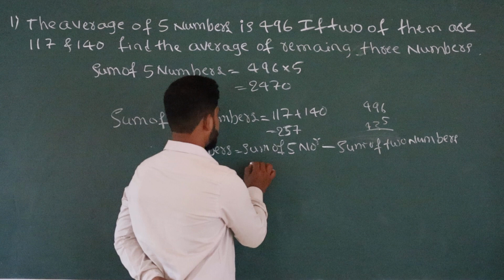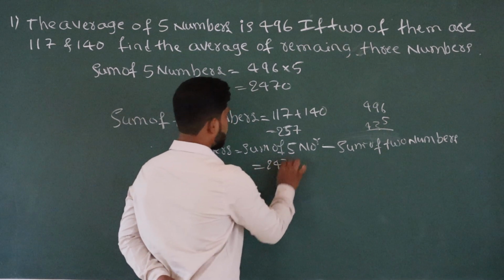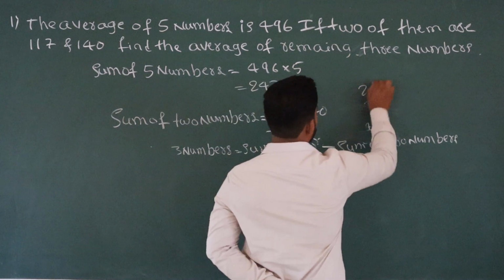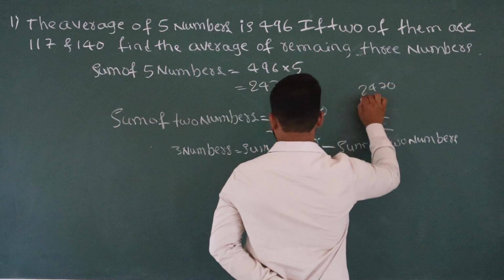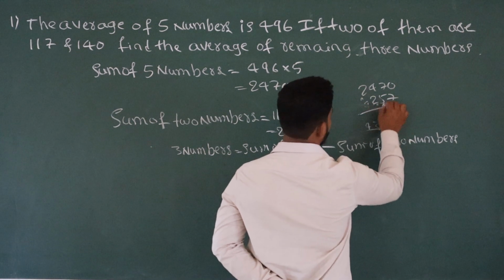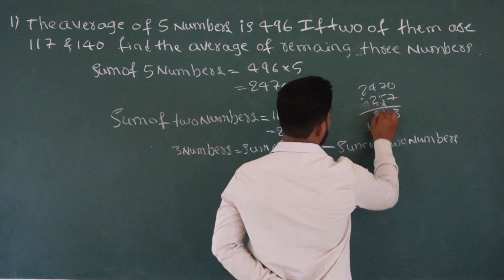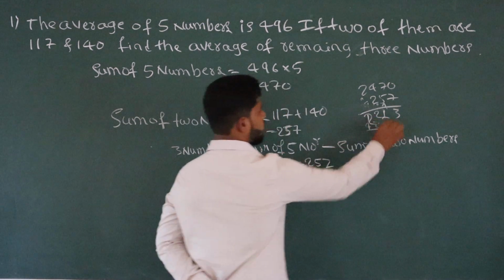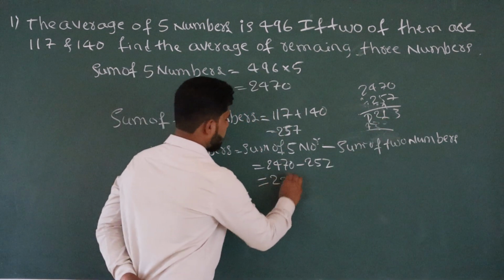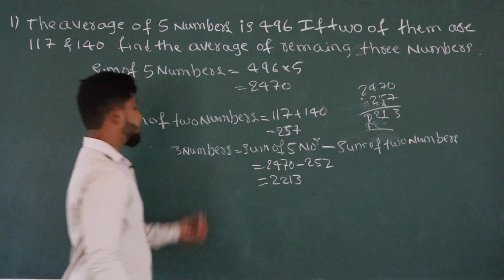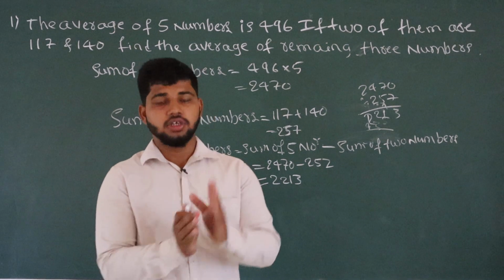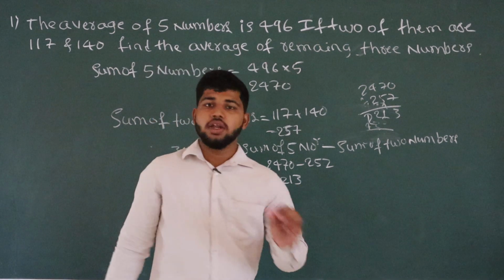Now if you make the subtraction, 2470 minus 257, you will get 2213. We got the sum of the 3 numbers, which is 2213.